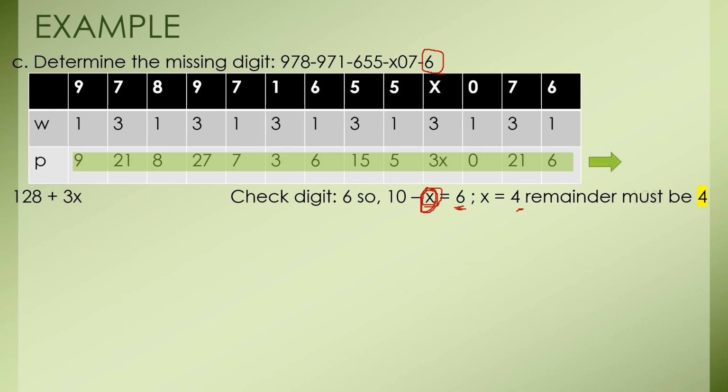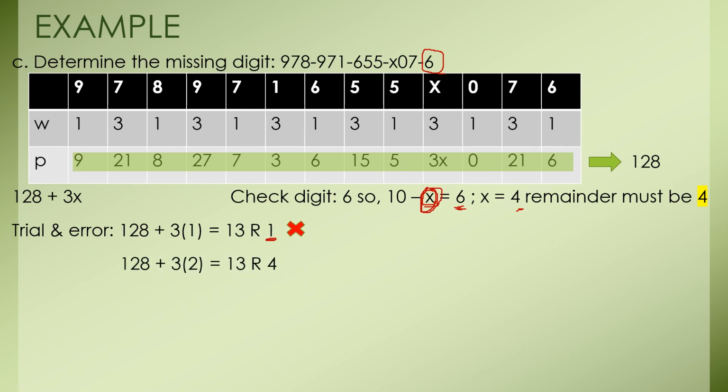And going back in this process, 128 plus 3x, as we obtained in this tabulated form. We are going to do trial and error. Insert any number. First, I'm going to insert 1. And then I get the remainder of 1, which is not equal to 4. So no. We're going to try another one. For example, 2. And yes, we get the remainder of 4. So the missing number for our ISBN 13 is 2.